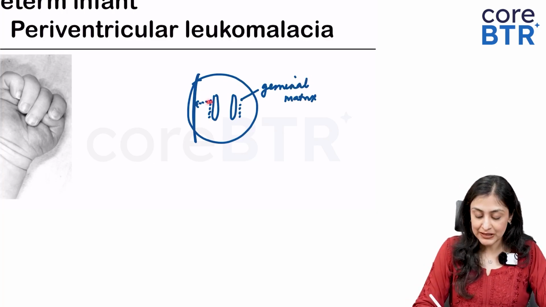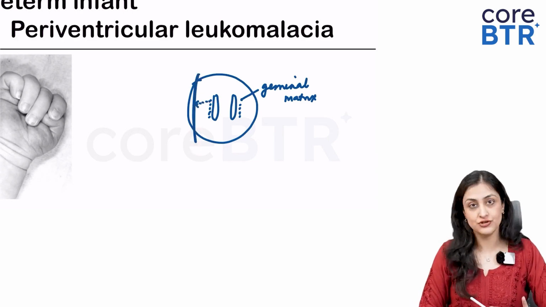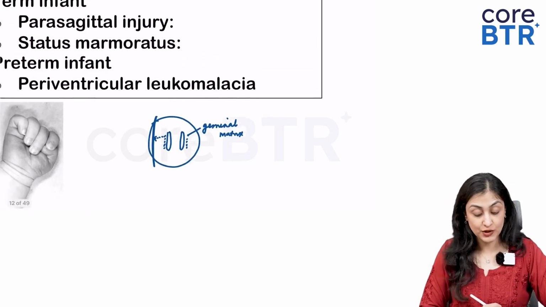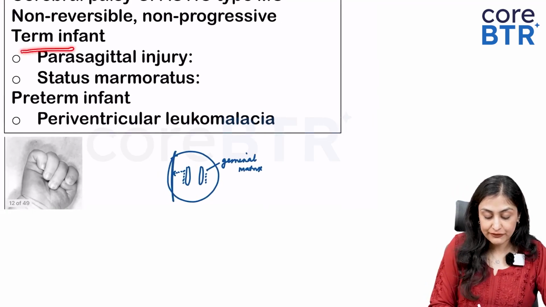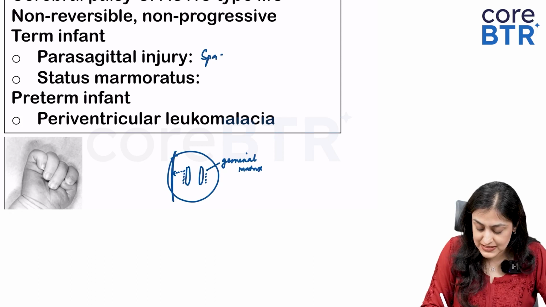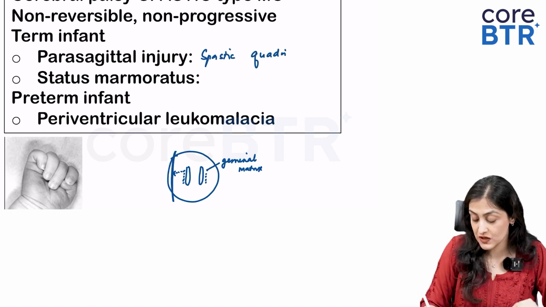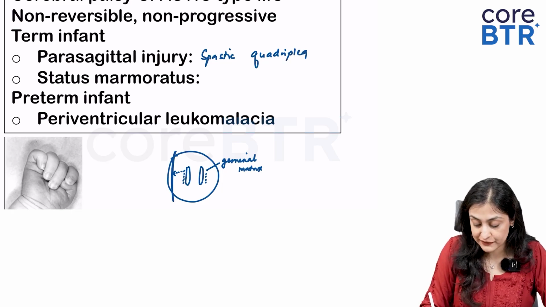Whereas in a term baby, now that vessel has already developed, they have a parasagittal injury. Okay, so that's the concept here. So in a term infant, we can have a parasagittal injury, and that results in spastic quadriplegia. You can remember big baby, bigger insult, right? All 4 limbs are affected.